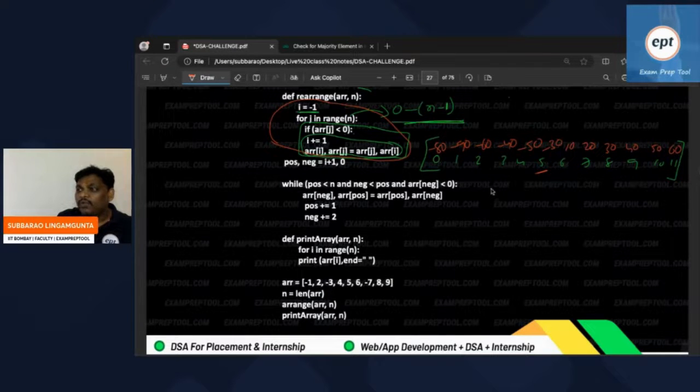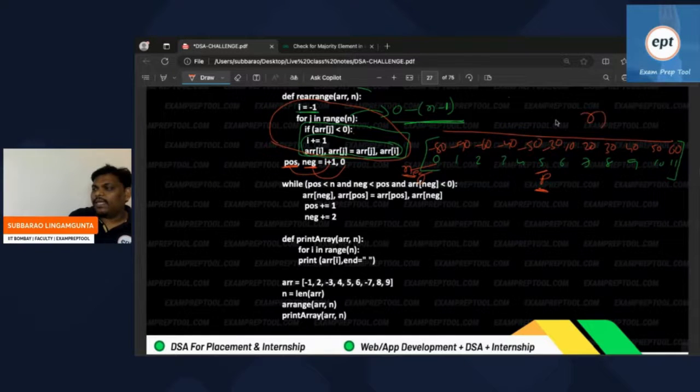So I am taking two variables. Positive is equal to i plus 1, and negative is equal to the initial position. At the end of the partition, negative is here and positive is here. Now you have to do one small story: the loop runs while positive is less than n. Negative is 0, positive is 5, and assume the length of the array is n.